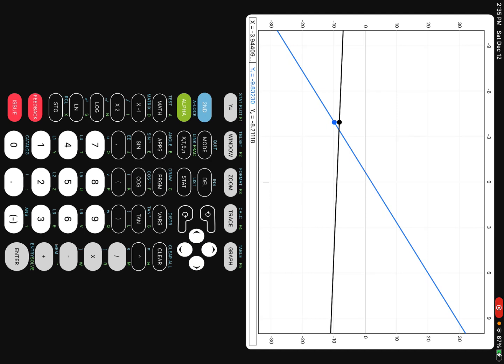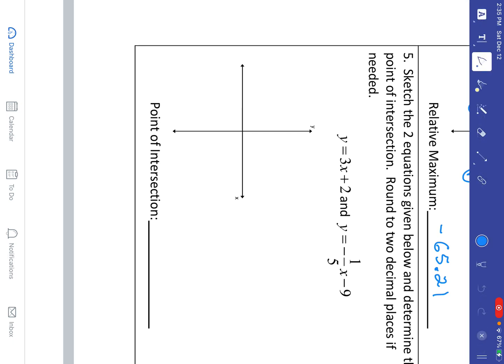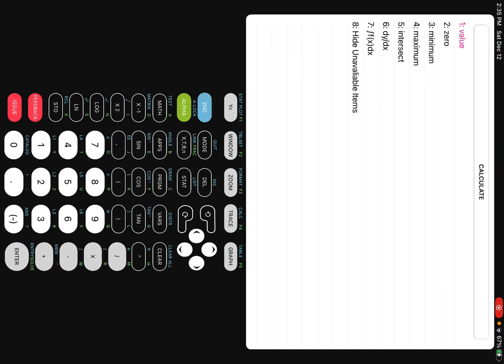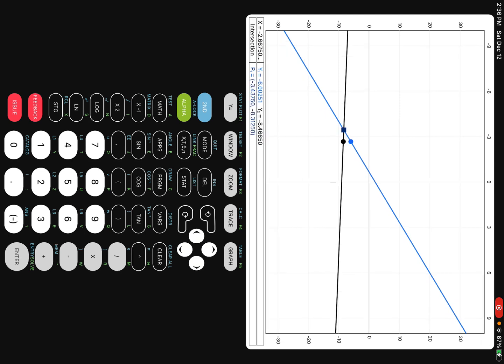All right, so let's go back to our review sheet and put those lines down as our sketch. So it looked like this. We want to find the intersection point. So going back to our calculator app, we're going to hit second and trace one more time. You can see number 5 says intersect. So we're going to hit 5. All right, left bound, it looks like the x is already left of the intersection point, so we're going to hit enter. Then right bound, we're going to go to the right and enter again. It's going to tell us what the intersection point is.